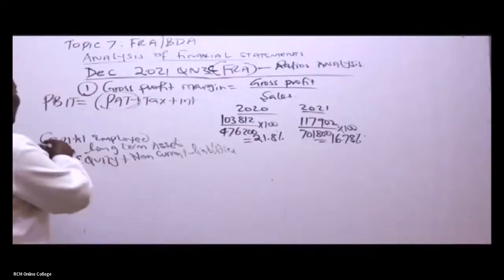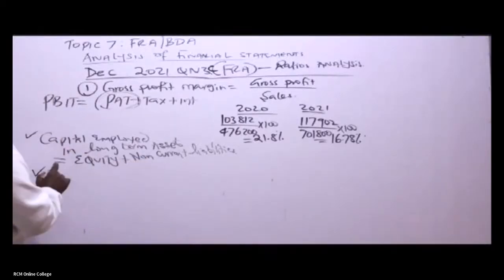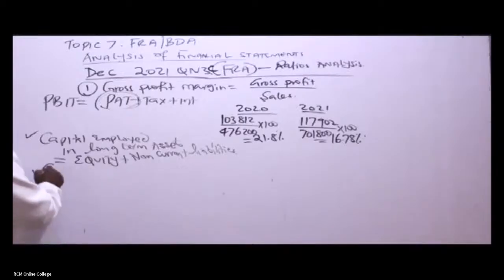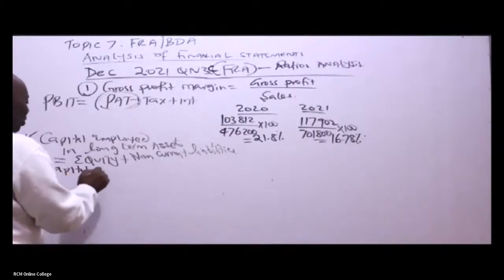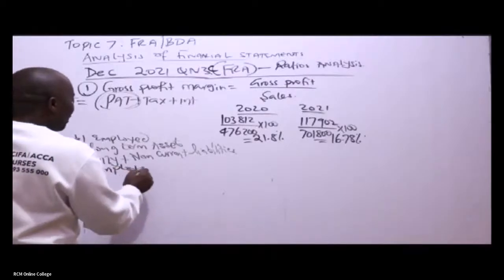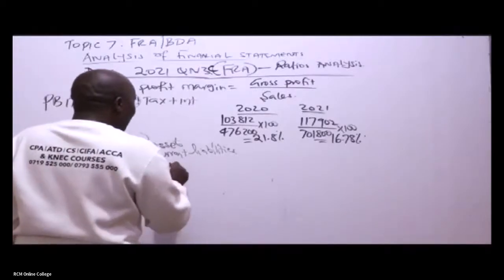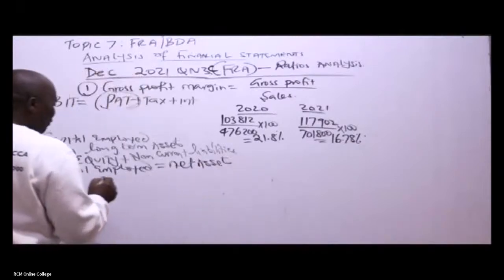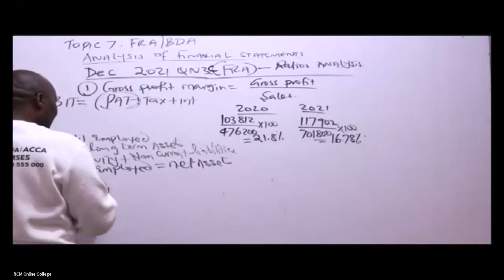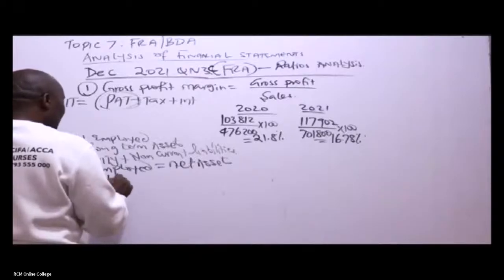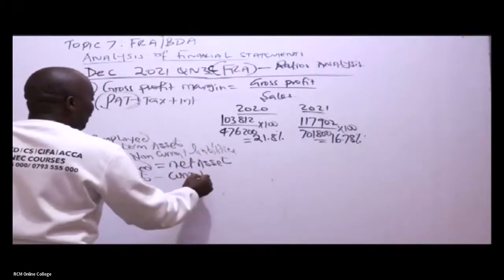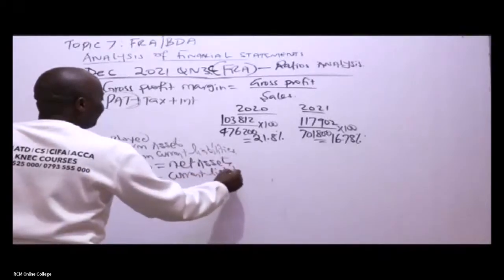This capital employed can also be looked at from what we call the net assets approach. That this capital employed can also be looked at as net assets. And how do we get these net assets? It's very easy. You take, in this case, the total assets minus current liabilities.